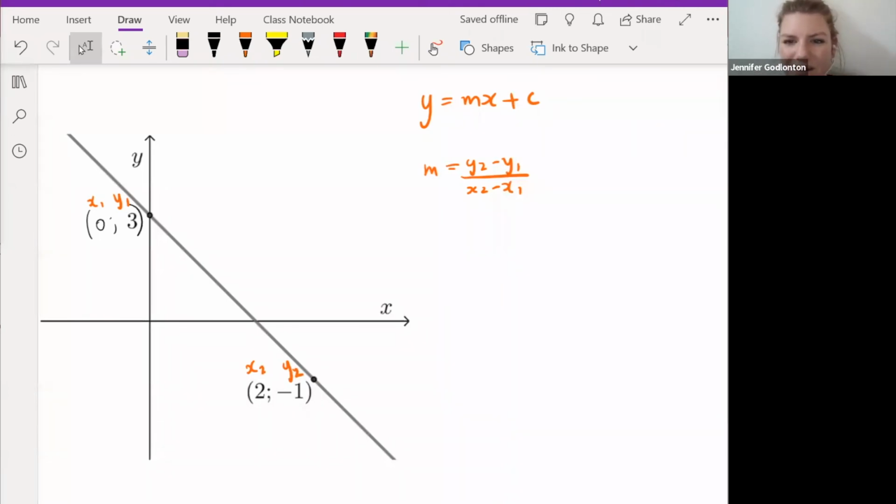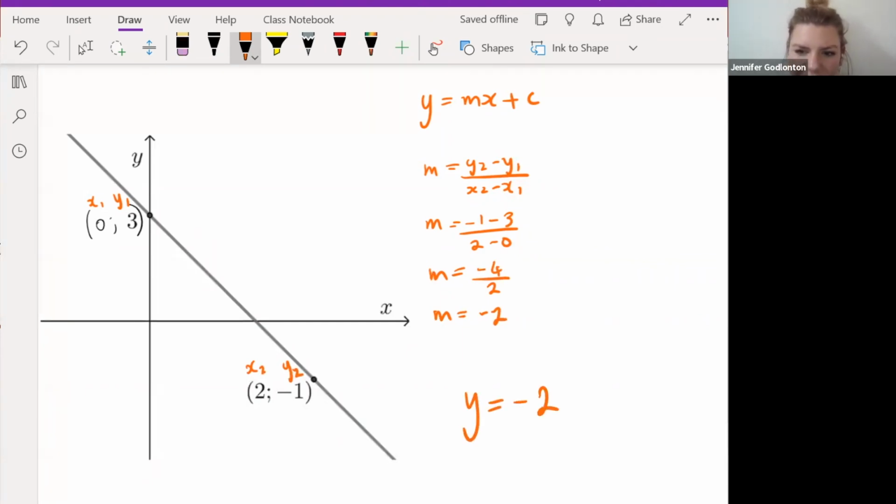So ma'am, I said y equals mx plus c, and I said m equals y2 minus y1 over x2 minus x1. Good. And I said m equals -1 minus 3 over 2 minus 0. Beautiful. So what did that give you? M equals -2. Good. So -4 over 2, which means m is -2, 100%. Okay, so far we know that that m value is -2. What's my c value? Ma'am, I didn't do that part.